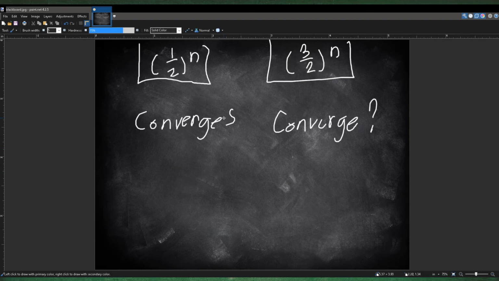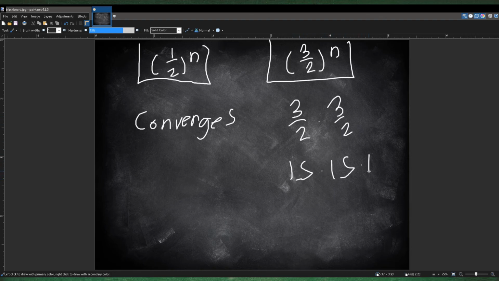Well, spoilers, it does not converge, because 1/2 is less than 1, right? So if you take half of something, and half again, it's always getting smaller. But we have 3/2. So if we have 3/2 of something and then take 3/2 of it again, right? 3 over 2 as a decimal is 1.5. And then you multiply 1.5 times 1.5 times 1.5, right? 1.5 times 1.5 is 2.25. 2.25 times 1.5 is 3.375, right? So it's always getting bigger.